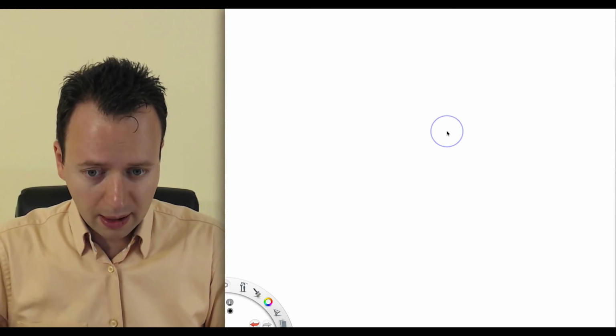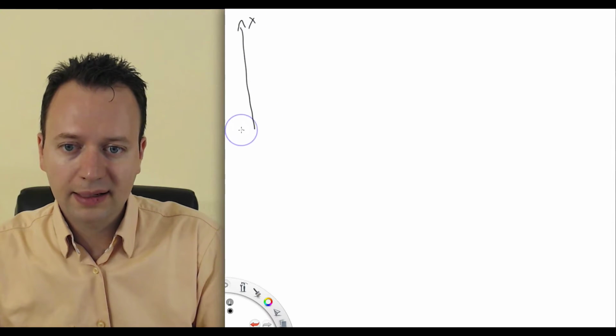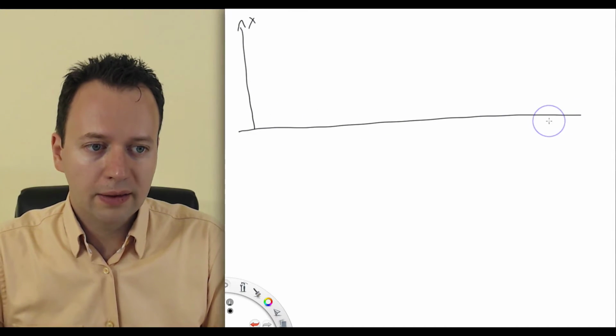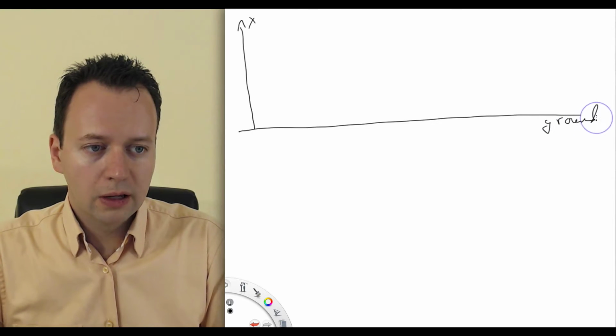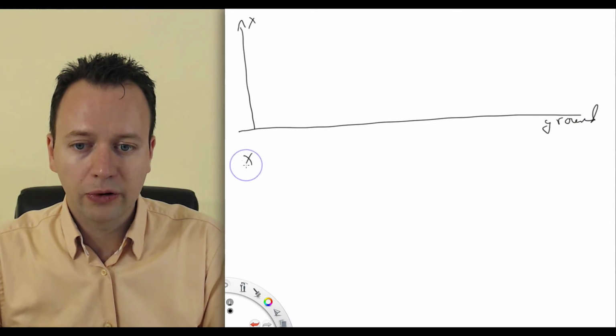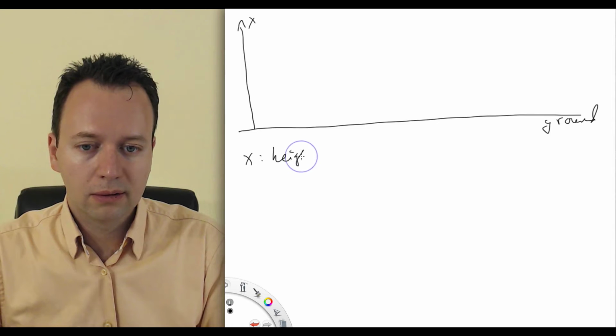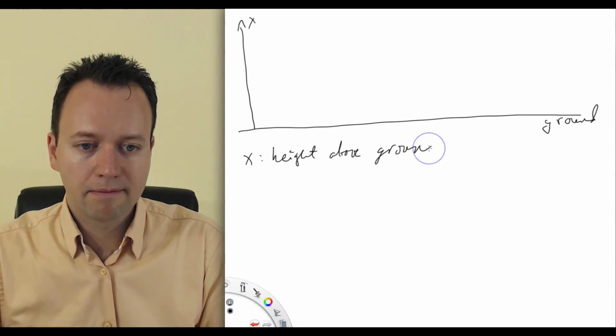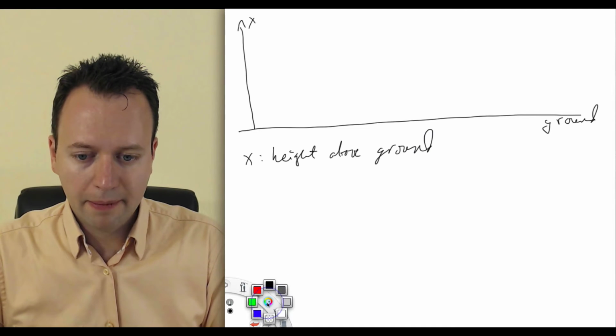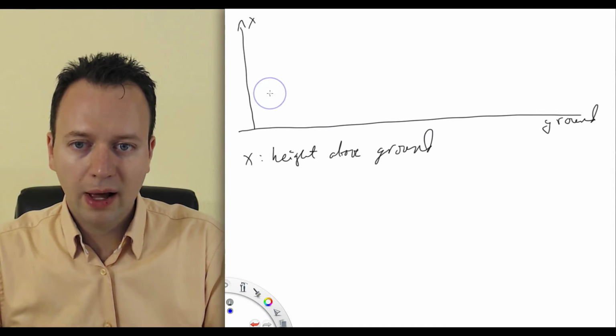Now, let's say the x-axis is vertical, and this is the ground. So let's say x represents the height above the ground. Height above the ground. Okay. So you toss a ball up.